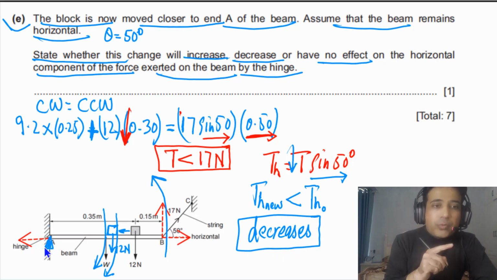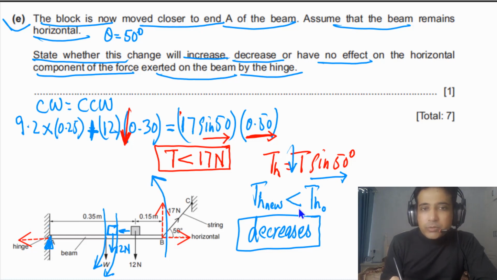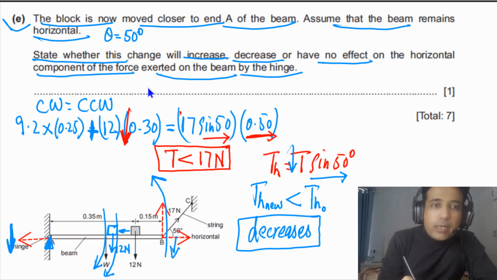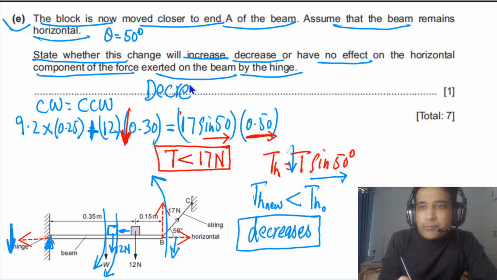As the horizontal component of tension has been decreased, it means as this component decreases, the horizontal component of the force from the hinge on the beam also decreases. So for the answer to this question, you simply need to write down "decreases". If you write down "decreases", you will get 1 mark, and that one is the B mark, decreases. So I hope this point is clear to you.